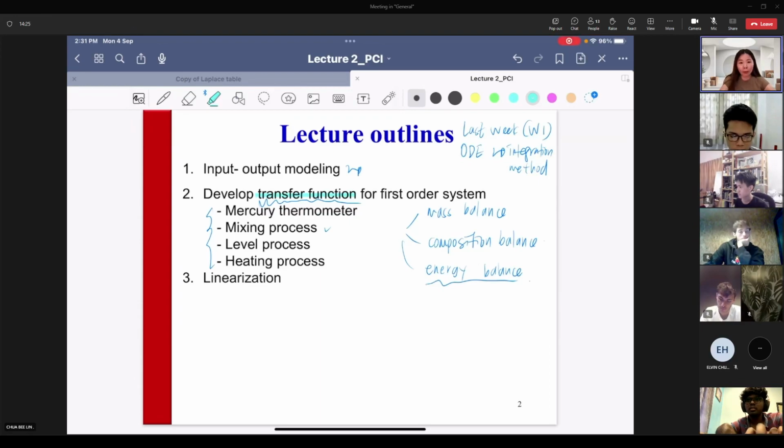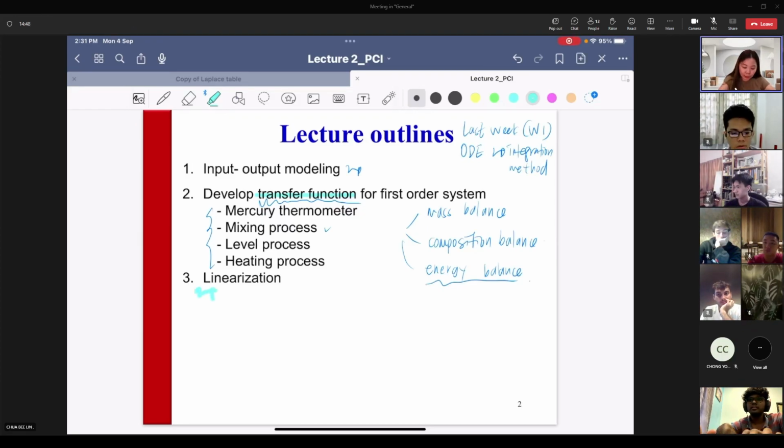Okay, so you will have the unsteady state balance minus the steady state balance. We will have a few examples to let you practice how to solve a modeling of a process using the second method, which is the transfer function. Then we will include more examples in tutorial 2.